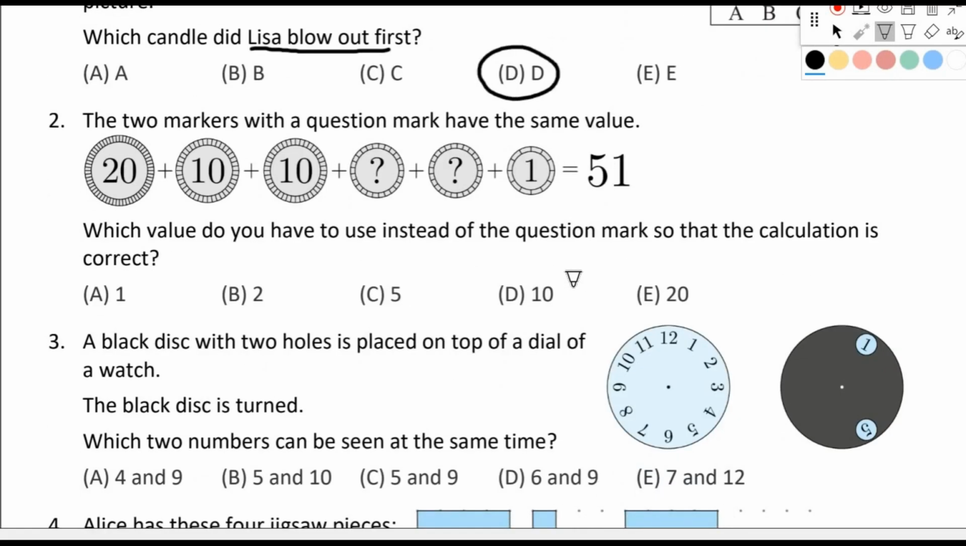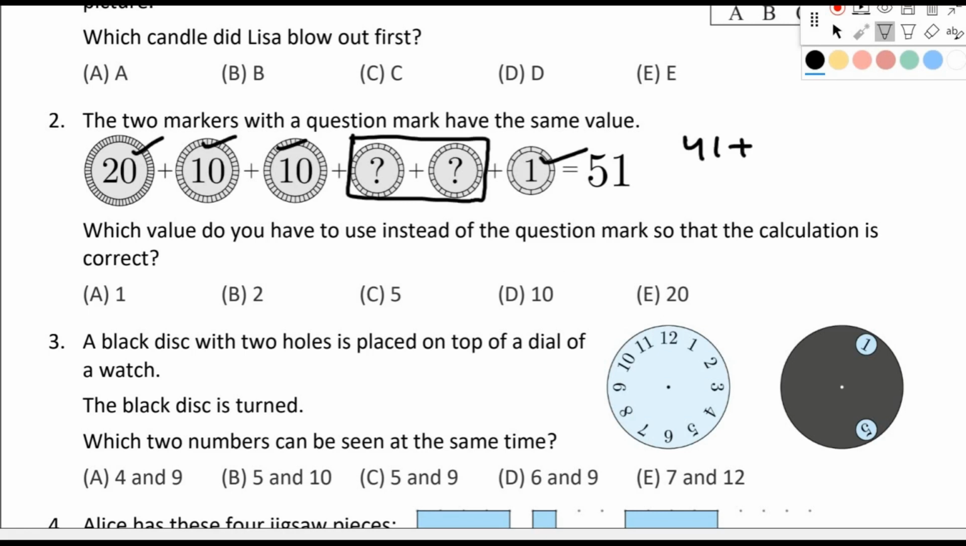Coming to the second one. 2 markers with a question mark have the same value. You see here, we have these markers, 20, 10, 10, and these are the 2 unmarked, where no number is marked. And then there is 1, and these all sum up to 51. So let's take a vague guess. 20 plus 10 plus 10, so that's 40, and this is 41 with the 1. So that means these 2 missing numbers should sum up to 10, because 41 plus 10 is 51.